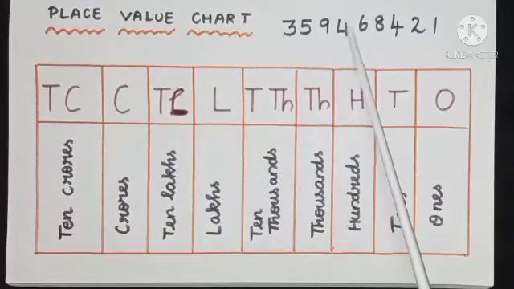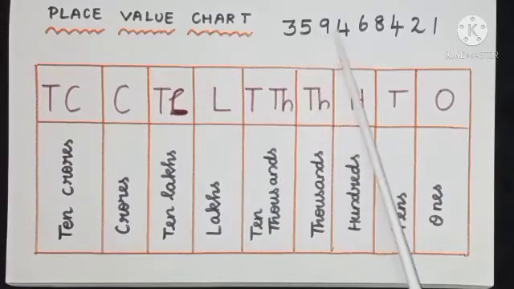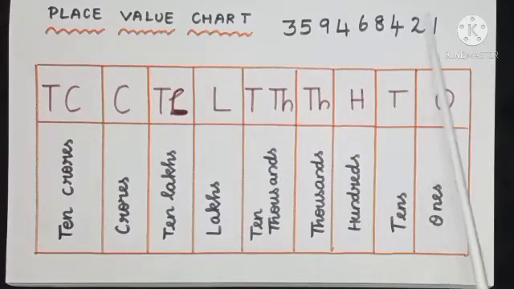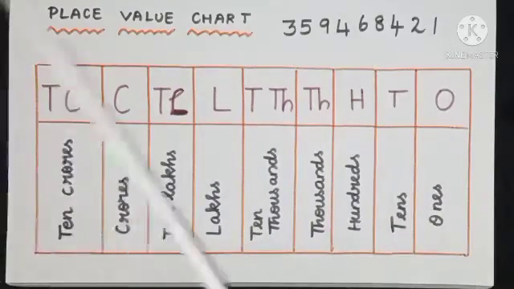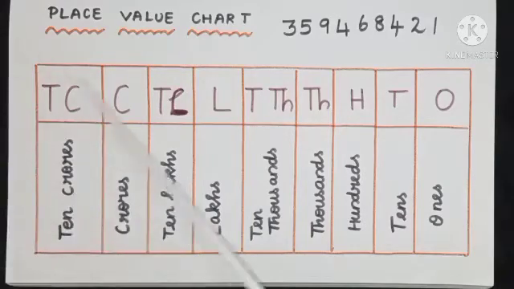Students, now try to read the number 359468421 without using the place value chart. Is it difficult? Yes, it is not easy to read without the place value chart. But by using the place value chart, it is easy to read and write.